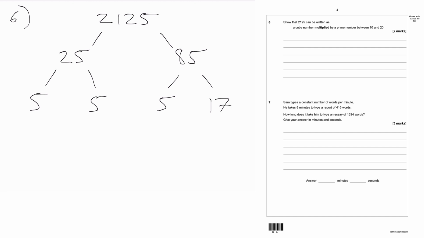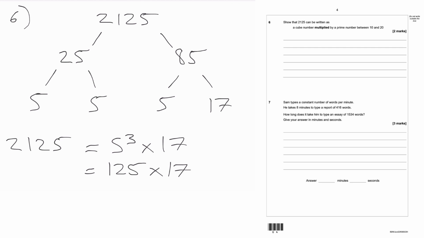So we can see here that we have 2,125 is equal to 5 times 5 times 5, which is 5 cubed, times 17. So this can be written as 125 times 17, with 125 being a cube number and 17 being a prime number between 10 and 20.